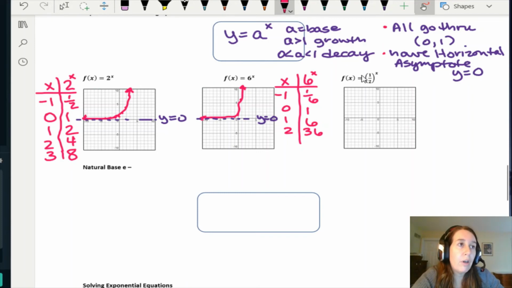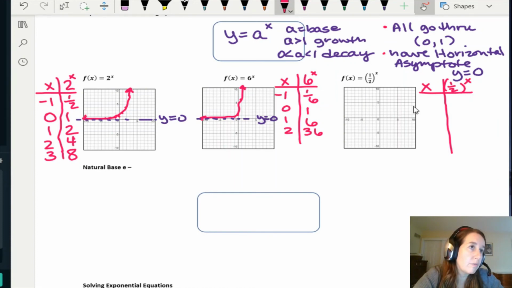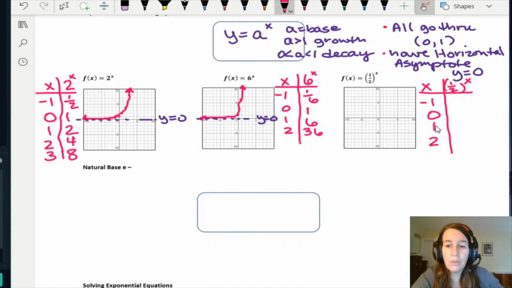Let's look at one more. Now this is 1/2 raised to the x. And remember, if the base is less than 1, then it's going to be what's called decay. Okay, so let's see why. Here's x, and then 1/2 to the x power. So let's put in -1. Let's put in 0. Let's put in 1. Okay, let's put in 2 and see how we do on the graph, right?